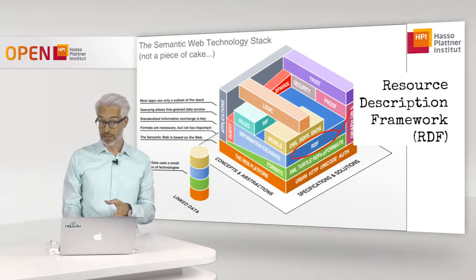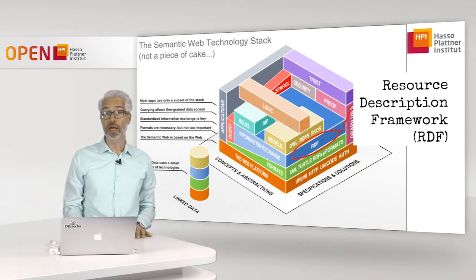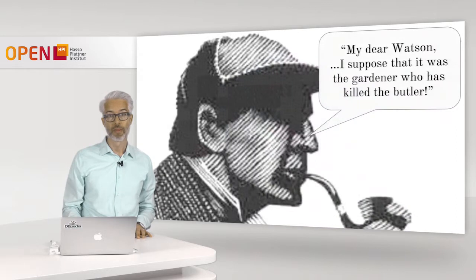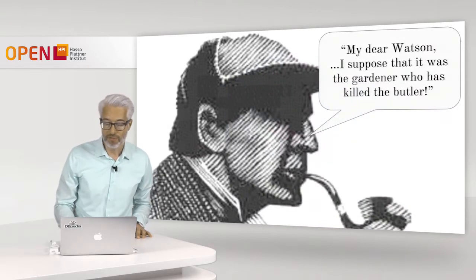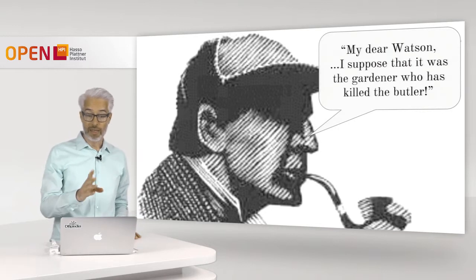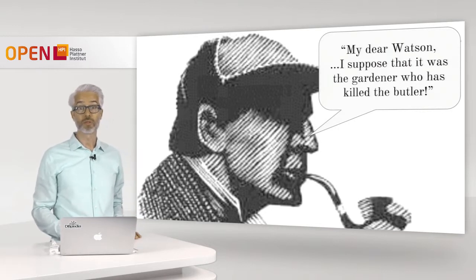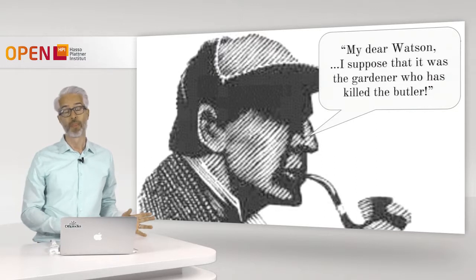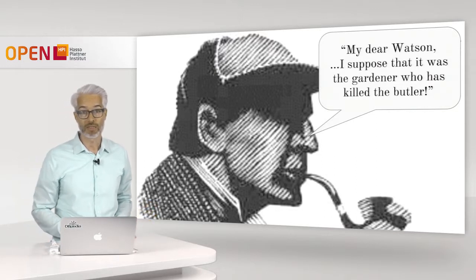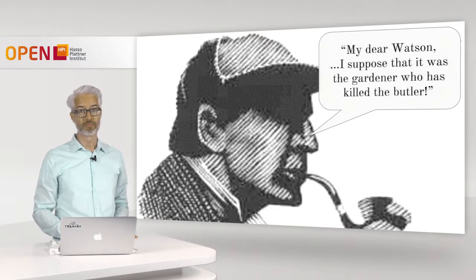But of course, with these simple means we have right now, not everything we would like to do is really possible. I will give you an example. So, just look at this example. You all know who this famous detective might be. So, let's assume Sherlock Holmes supposes the following. My dear Watson, I suppose that it was the gardener who has killed the butler. Okay, so now let's try to express this with RDF.